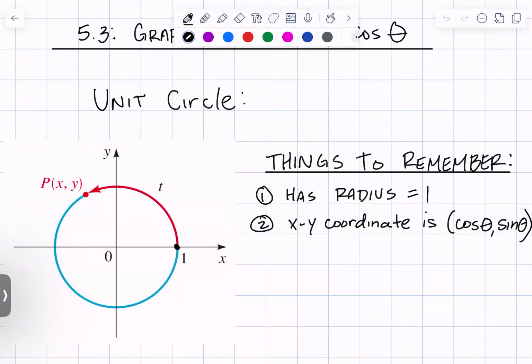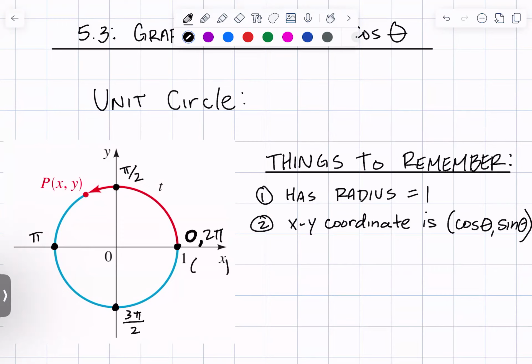So here, here, here, and here, the quadrantal angles, right, of 0 and 2 pi. Here we have the angle of pi over 2. This is pi, and this is 3 pi over 2. That is what you need.